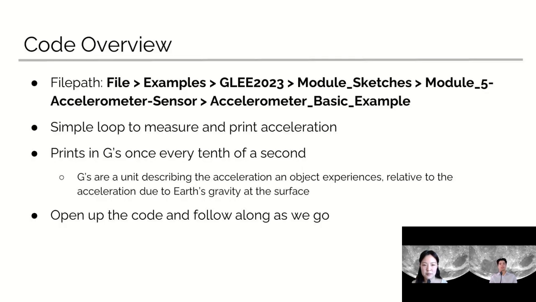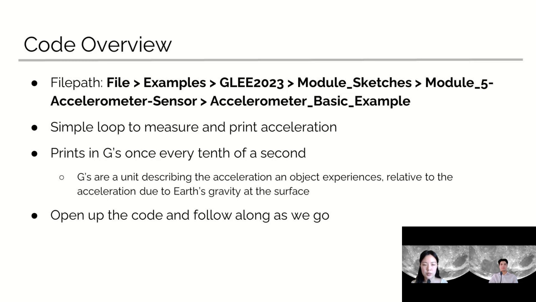So, Yvonne, would you be able to give us a brief code overview? Yes, for sure. So the sketch we'll be talking about today is the accelerometer basic example. And this is inside the folder of Module 5 accelerometer sensor. And this is all inside the GLE 2023 folder.